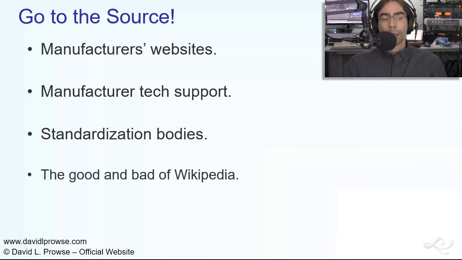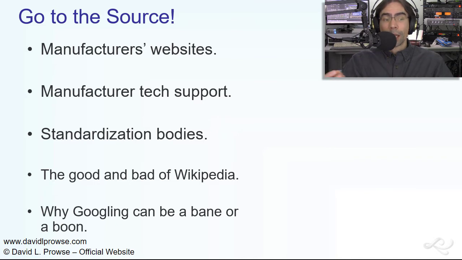Now, finally, I don't know if I could call these sources, so to speak, but there's Wikipedia, and then you have Googling. And there's good and bad with Wikipedia, and Google can be a bane or a boon. It could be good or bad for you. It really depends on what you're searching for, and how good you are at searching, and what's out there. It's all random. Now, here's the thing about Wikipedia.